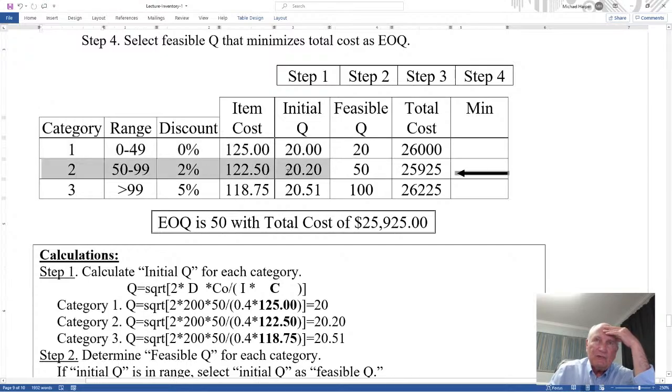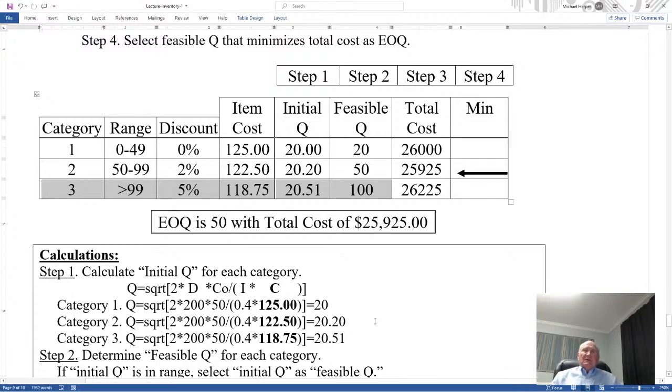Category 2. 20.2 is not in this range. 20.2 is below 50. So in order to have this 2% discount and see if it's going to help me, in order to purchase all my tables at $122.50, if I order 20.2, they'd charge me $125. In order for me to actually experience the 2% discount, I need a number in this feasible range. Which one do I pick? The one in this range closest to the initial Q. Well, 20.2 is below 50, so the value in this range closer to 20.2 is 50. 50 then becomes my feasible Q. Same thing here, 20.51 is below 100, so 100 becomes my feasible Q. So that's step 2.